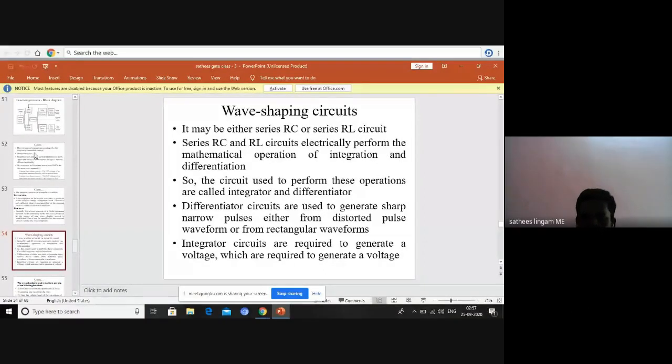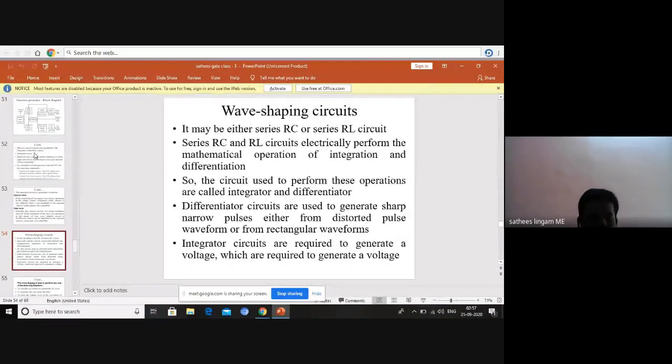Integrator circuits are required to generate voltage. That means the group of voltages together creates an integrated output voltage. That is like a partial integration, we told. Differentiator circuits are used to generate sharp narrow pulses either from distorted pulse waveforms or from rectangular waveforms. So the circuits used to perform these operations are called integrator and differentiator.